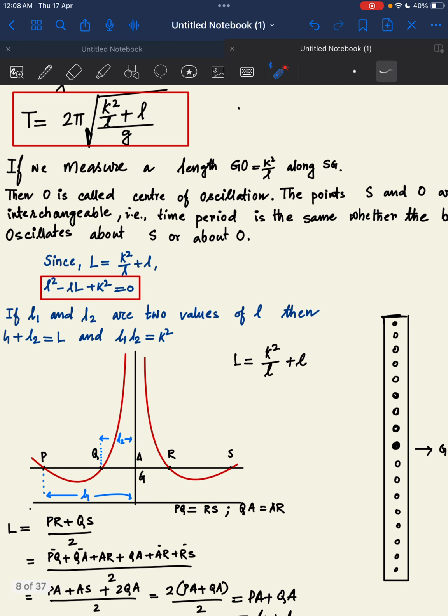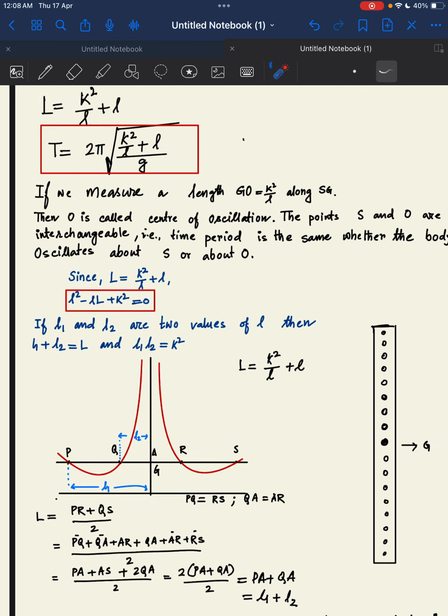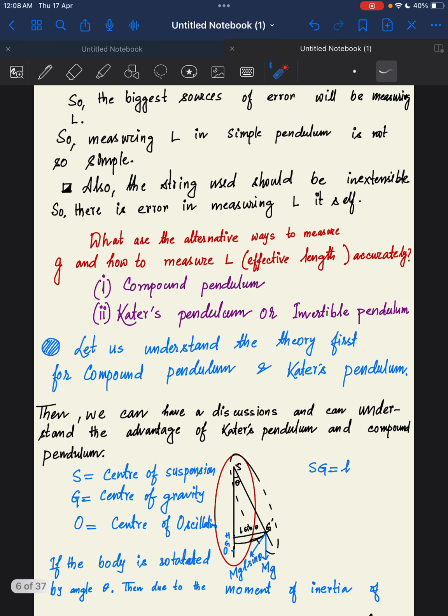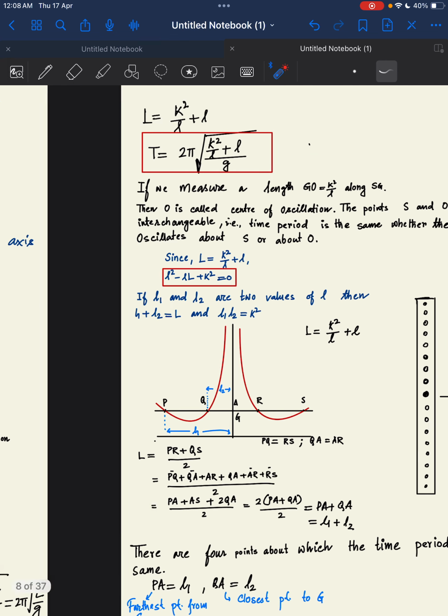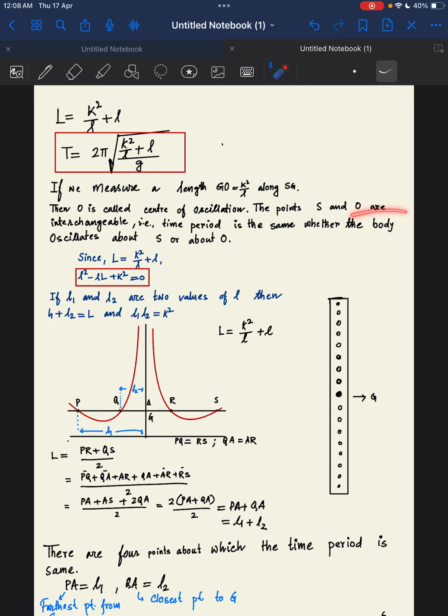The points S and O are interchangeable. That is, we can oscillate the body about this point S, and we can invert the body and oscillate it about this point O. So S and O are interchangeable. That is, the time period is the same whether the body oscillates about S or about O. Now we can rewrite this equation: the equivalent length L equals k square divided by l, plus l.